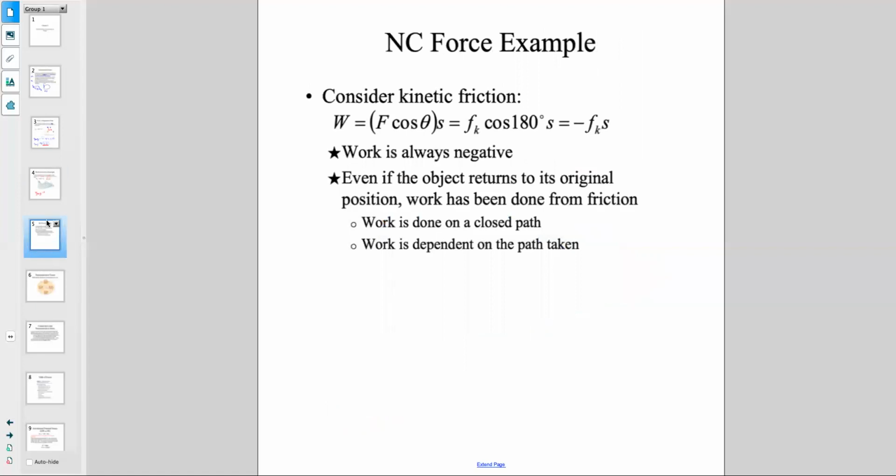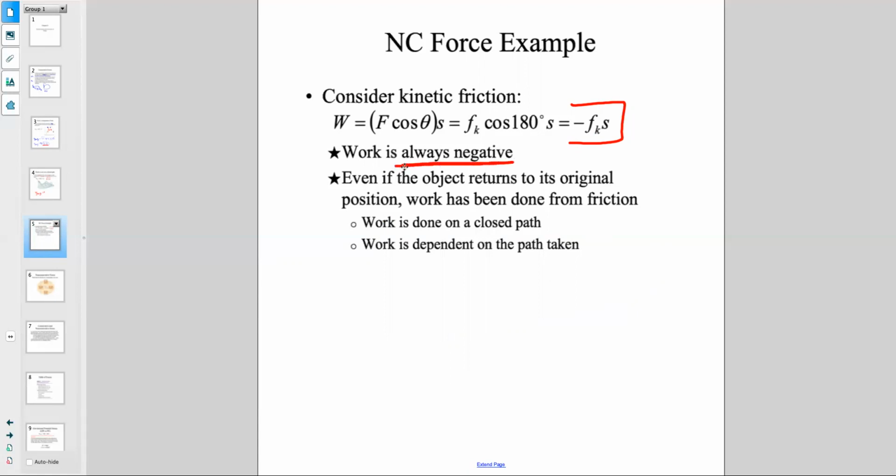Now, non-conservative force examples. As I said, there are two different types of forces: conservative forces and non-conservative forces. A conservative force is like gravity, just like the examples that we talked about, and then there are non-conservative forces. Consider, for example, kinetic friction. Remember from before? It always does a negative type of work.